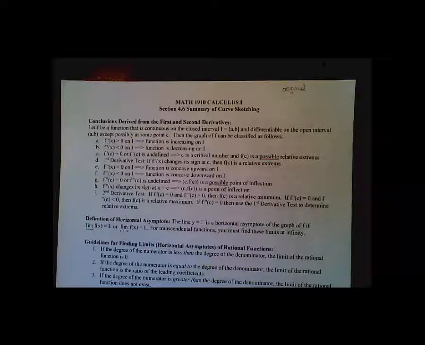Let's talk about section 4.6. It literally combines everything that you've learned in pre-calculus and in calculus to enable you to graph more precisely than you've ever been able to before. Let's first just go over what we can tell from the first and second derivative.